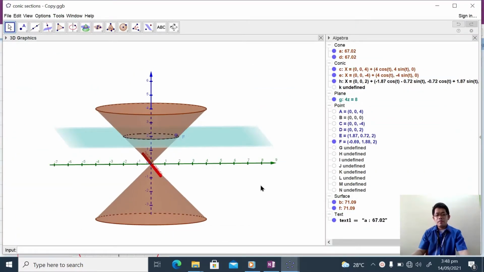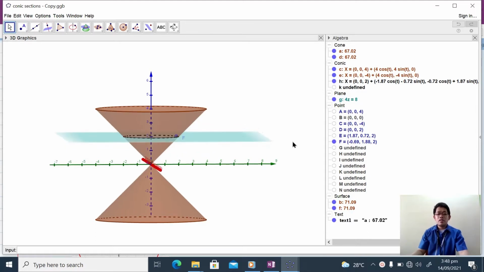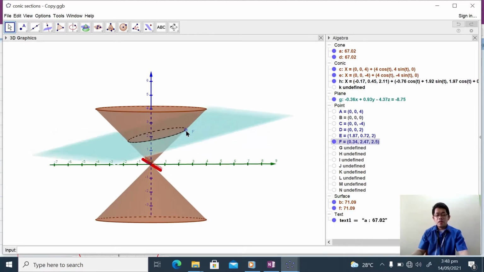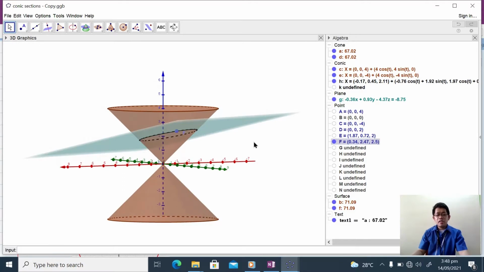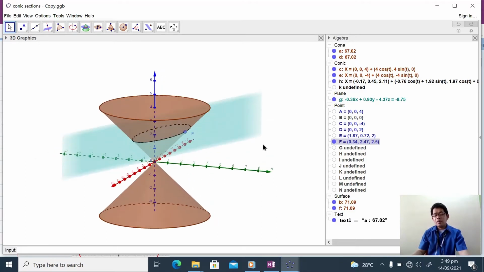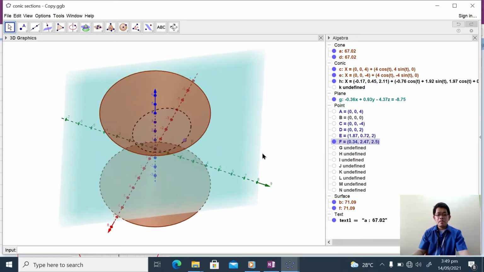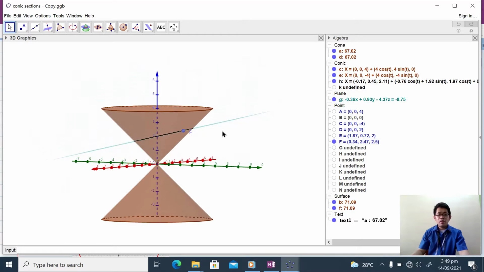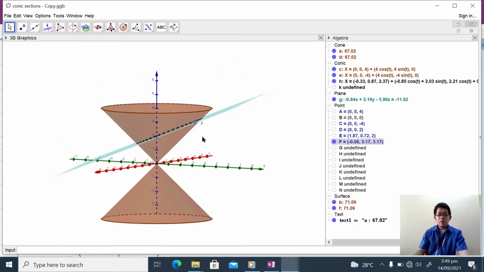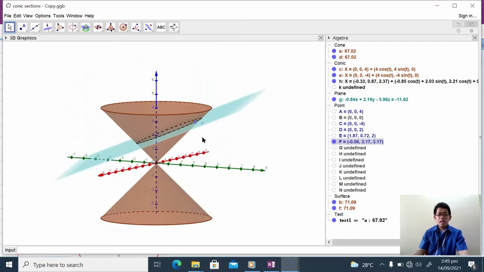So here we have two inverted cones, and we also have one plane, because we need these inverted cones and the plane to come up with a conic section. Now, if the plane is tilted this way in such a way that it intersects only one cone, forming a bounded curve, we can come up with an ellipse. We can also come up with an ellipse in that case.